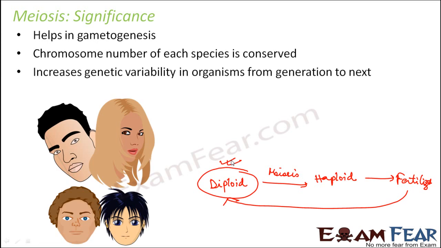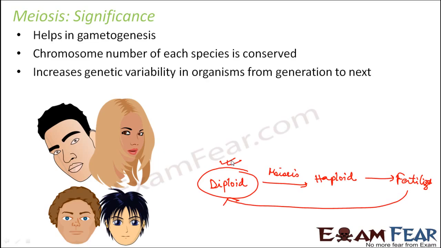It increases genetic variability in organisms from one generation to the next. That is because meiosis is all about sexual reproduction, where recombination takes place. Since recombination takes place, all the daughter cells which are produced as a result of meiosis are not exactly identical to their parents. So some new traits are observed, and variations are extremely important for the process of evolution.